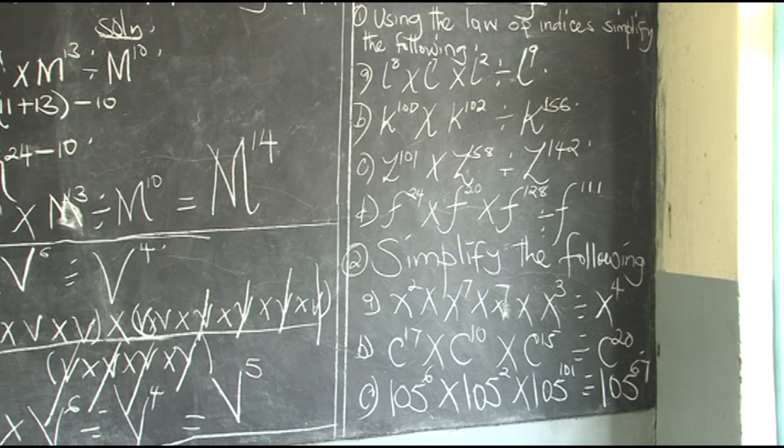Number C said 105 to power 6 times 105 to power 2 times 105 to power 101 divided by 105 to power 67. Those will be the numbers that you are required to work out. In 2 minutes' time, I think you must have copied everything.